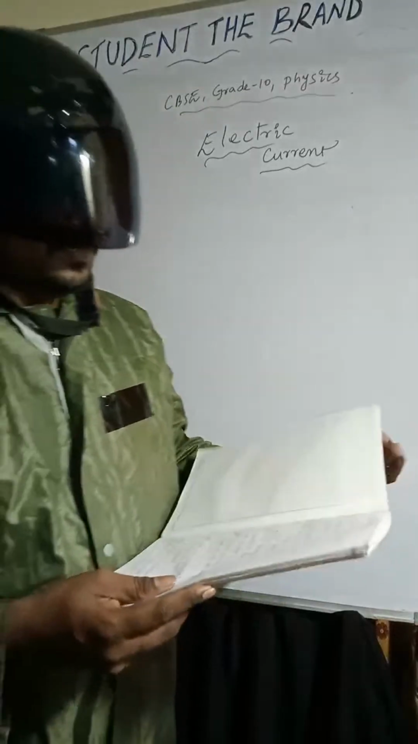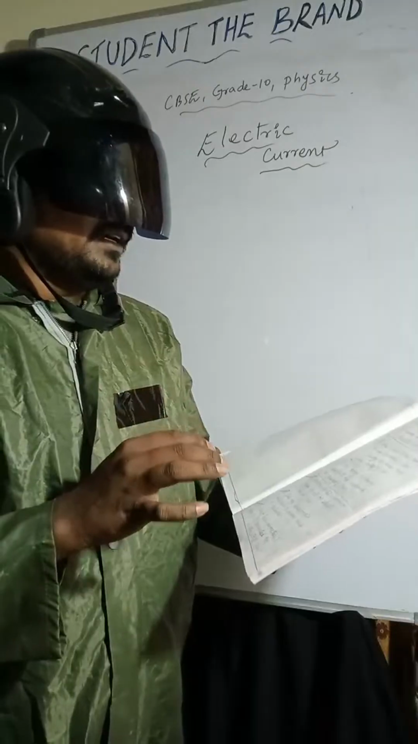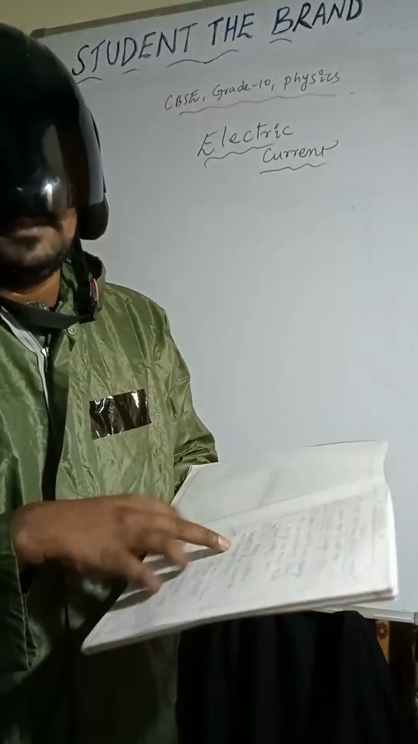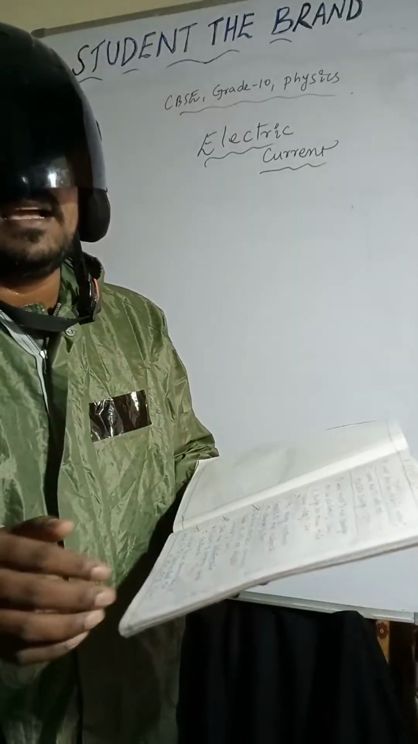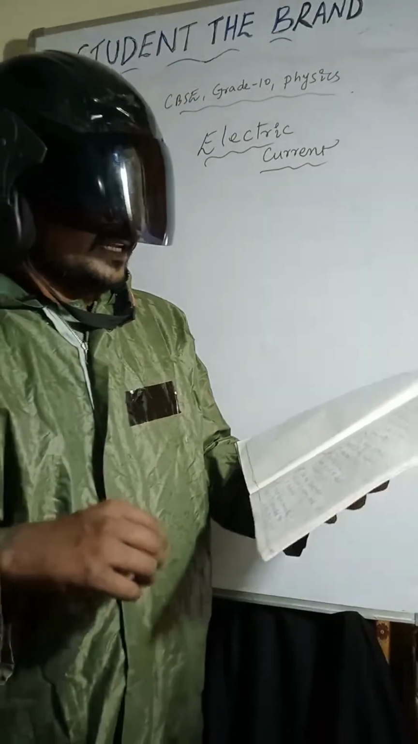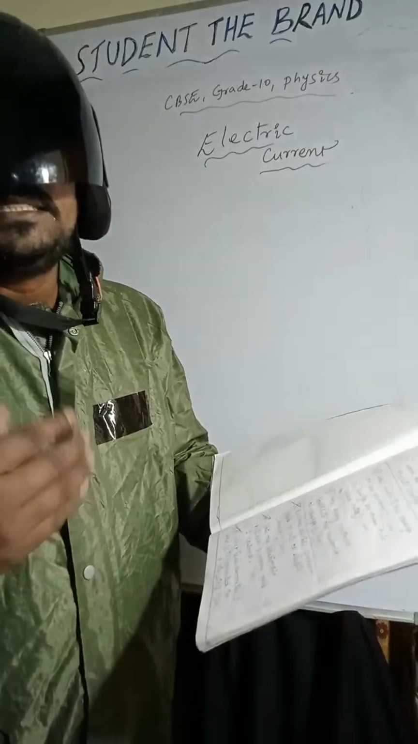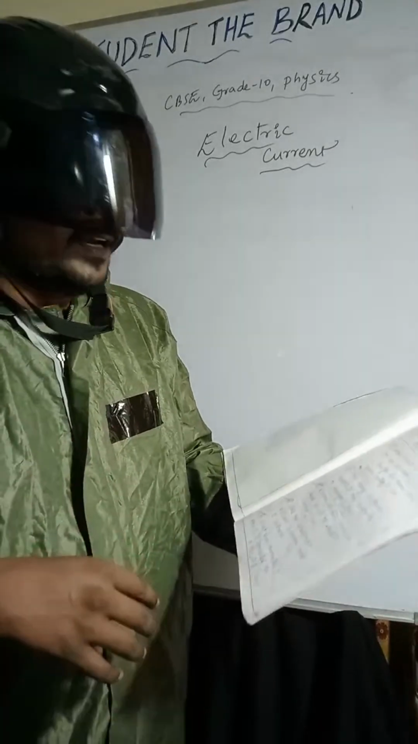Okay, so related to this one, coming to one more: define electric current and SI unit of electric current. So that also they will ask. And state the relationship between 1 ampere and 1 coulomb.